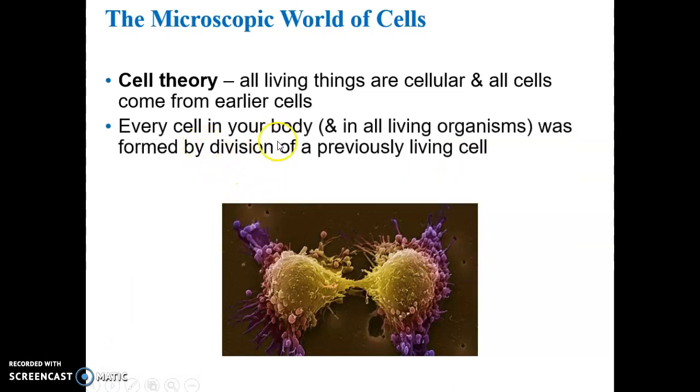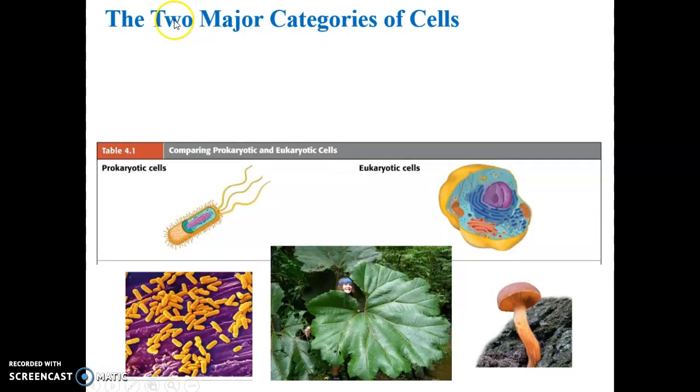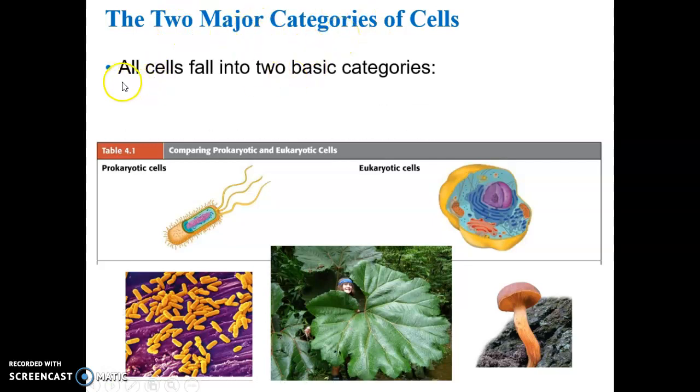So every cell in your body and in all living organisms was produced by cell division of a previously living cell, as I mentioned, mitosis. So two major categories of cells. I kind of hinted to them a little bit before. Now we'll get into some of the details.